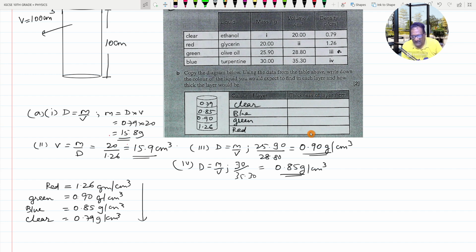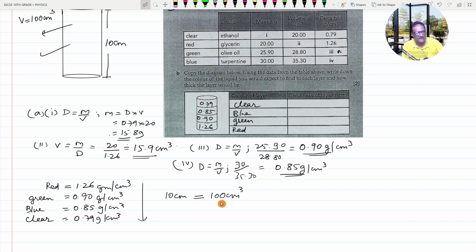Now the second part, the second column you have to fill up, that is the thickness of the layer in centimeters. Now how we are going to fill up this thickness? So now for thickness, what you have to do is you have to take help of this particular information that is given to you. The information says that 10 centimeter height of the measuring cylinder is corresponding to 100 centimeter cube, right? 10 centimeter is corresponding to 100 centimeter cube.